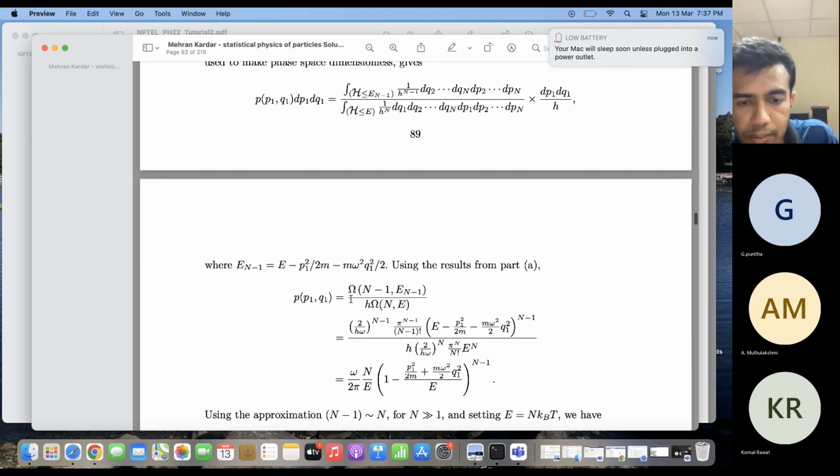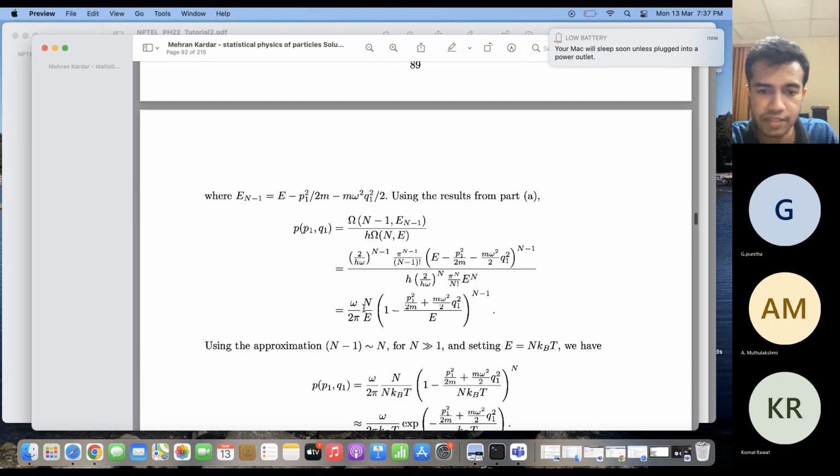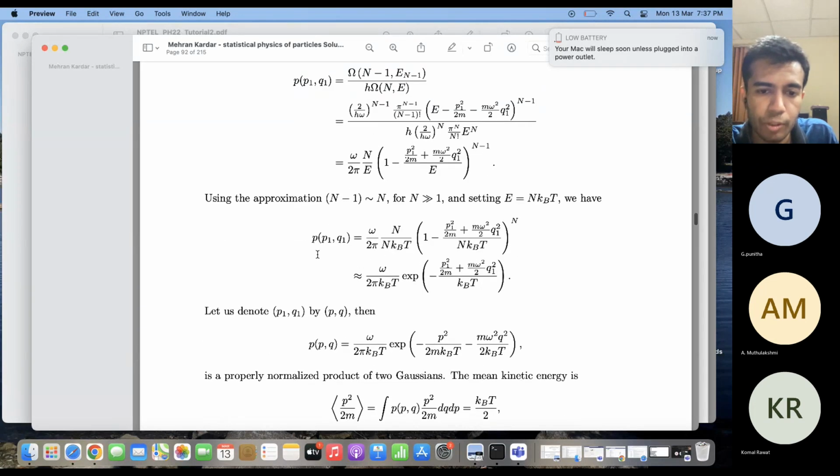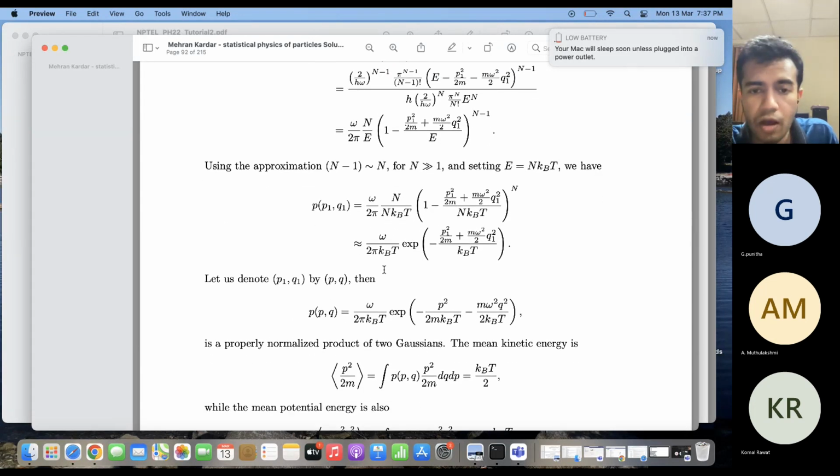So that's why the probability is equal to omega of n-1 particles, with the energy of the n-1 particles being E minus p1 square by 2m minus m omega q1 square by 2, p1 and q1 being the coordinates of the particle I'm concerned with, divided by h into omega n e. This h factor comes in because of normalization and it gets cancelled out. So using Stirling's approximation, using the thermodynamic limit, that is n going to infinity, and setting this value of energy, we can obtain an expression for the probability of an oscillator having a momentum p1 and q1.